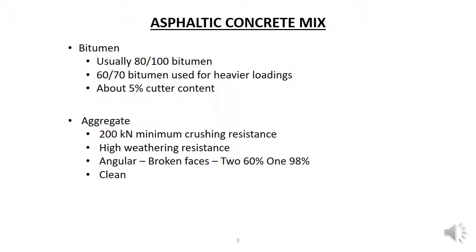Asphaltic concrete may be cut with kerosene, but at a lower rate than used for chip seal, usually about 5% or below. The harder bitumen and less cutter can be used for AC, as it does not have to be spread evenly across the surface, as is the case with a chip seal. The asphaltic concrete mix is more of a semi-soft solid when mixed and laid hot.